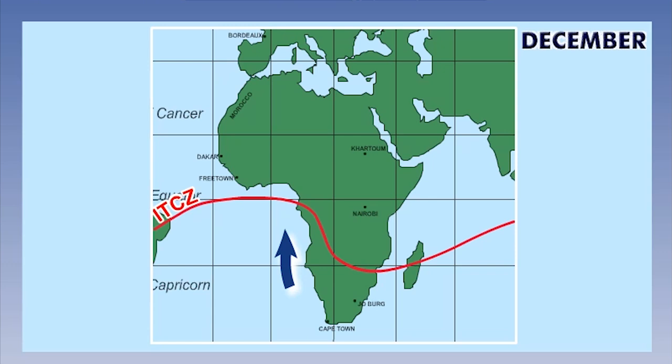However, on the other side of Africa, the ITCZ is over the South Indian Ocean. The tropical revolving storms, called cyclones, are very active here and frequently affect Madagascar and Southeast Africa.